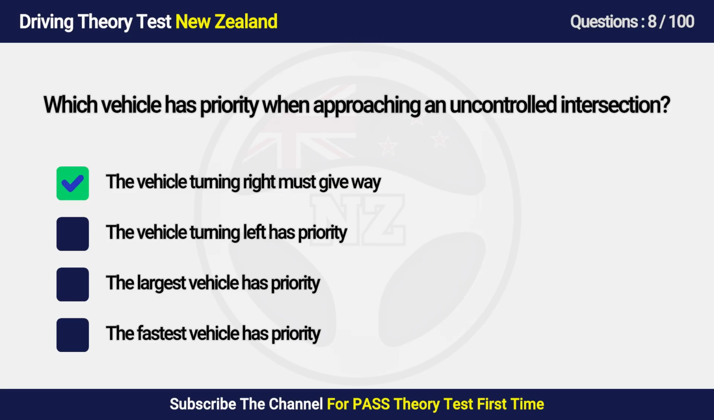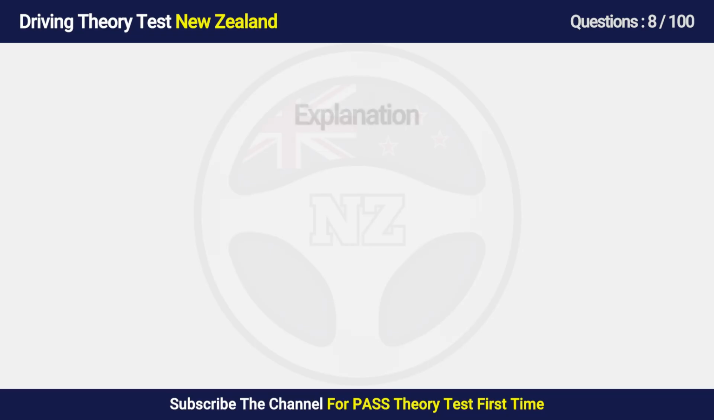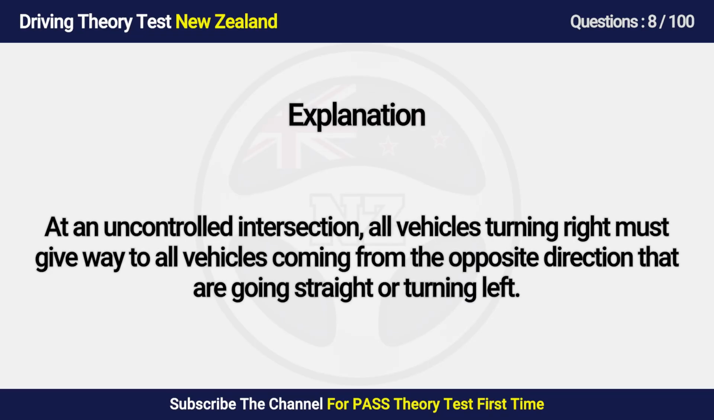Answer is A. The vehicle turning right must give way. At an uncontrolled intersection, all vehicles turning right must give way to all vehicles coming from the opposite direction that are going straight or turning left.